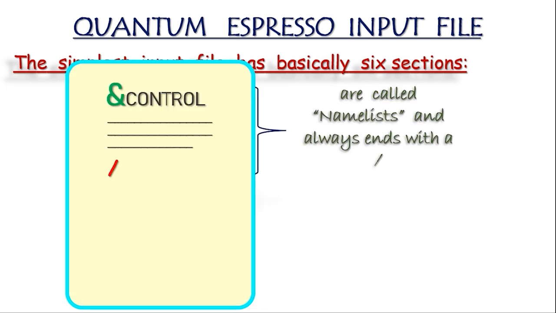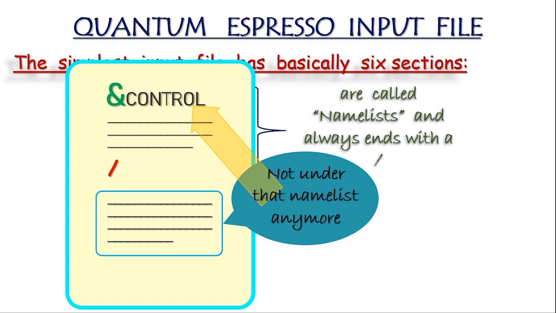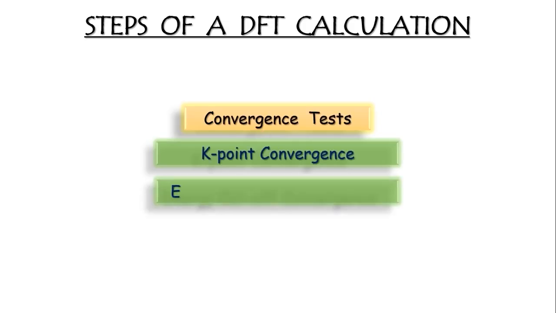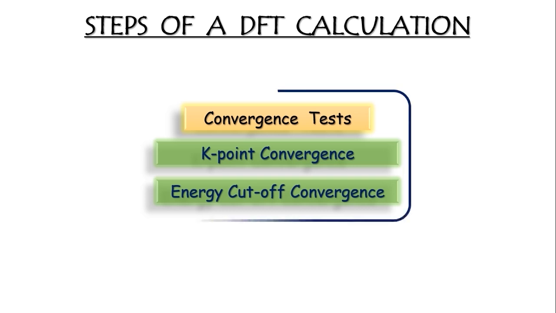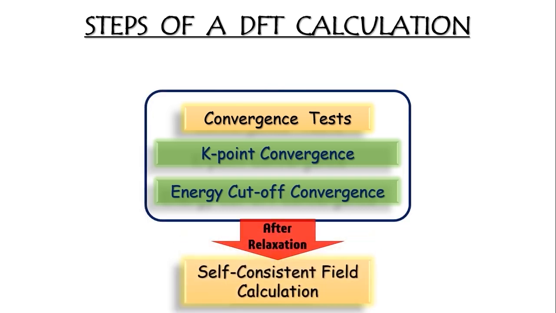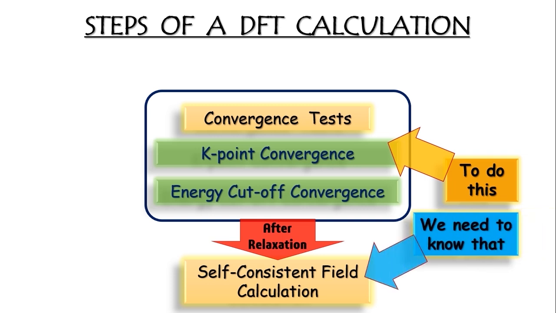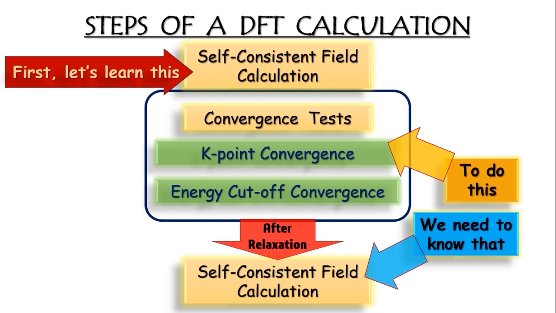But what we also learned in that tutorial was that at first we have to make a convergence test, right? That K point and energy cutoff convergence. But the catch here is, to make the convergence test, you have to run a self-consistent field calculation. So we are back to the third point. At first we have to learn how to run a self-consistent field calculation.